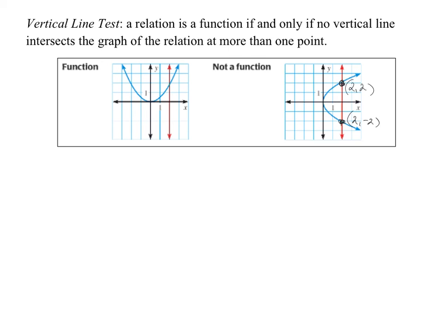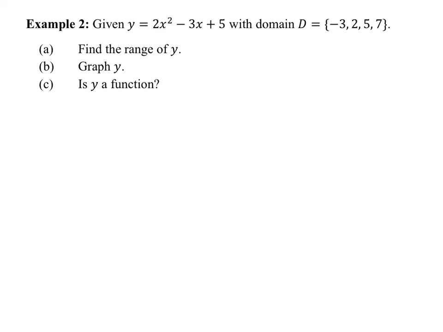Yet there's a different output, 2 and -2. Given the following function with the following domain, first find the range, then graph it, and then finally, is it a function itself? Okay, given the following, I should say equation here, really.